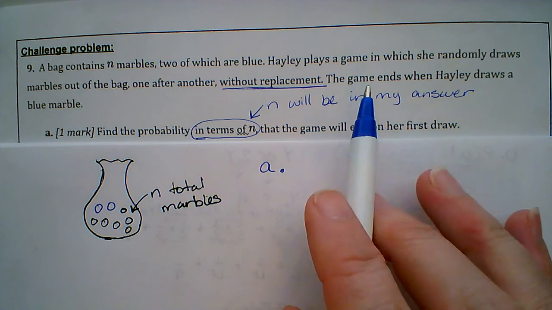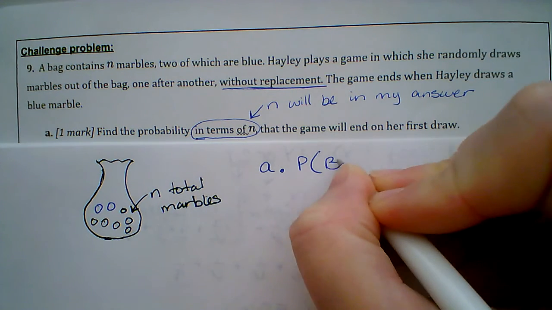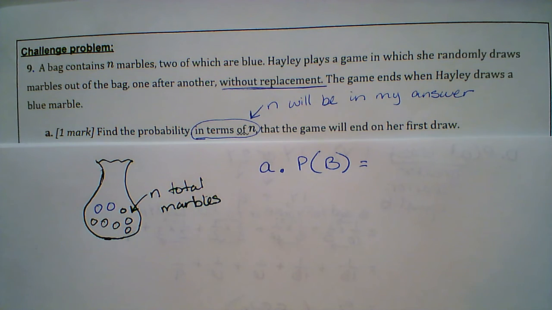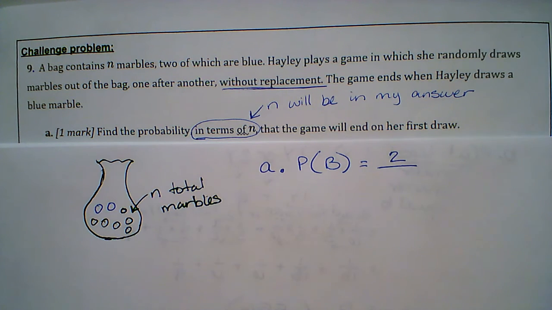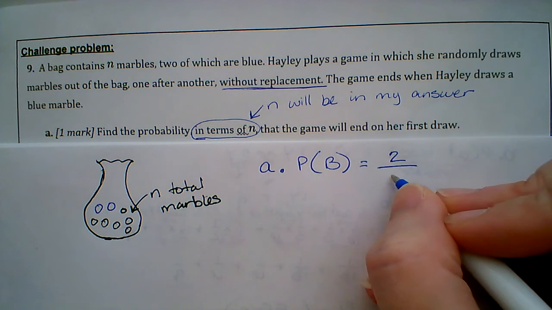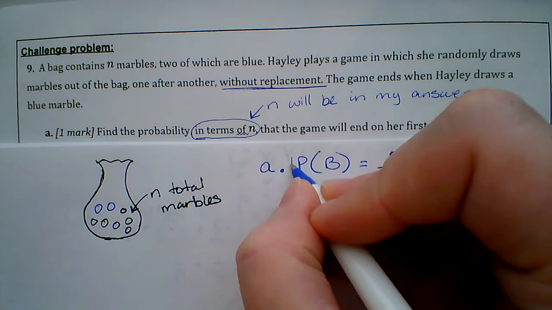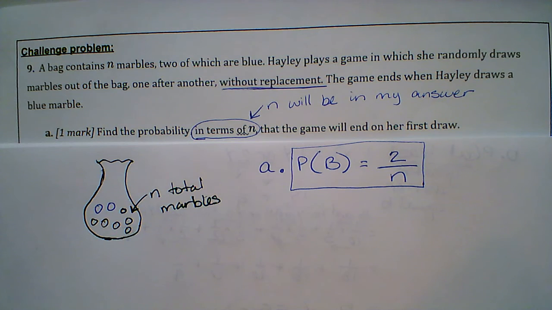Well, the game ends when she draws a blue marble. So here's what I need: the probability of a blue marble. Let's see, how many of our marbles are blue? Well, I know that I have 2. I can see in the picture as well, I have 2 blue marbles. And how many marbles do I have in total? Well, I have n marbles in total. So there you go. This is the probability that we're going to draw a blue marble on our first draw.